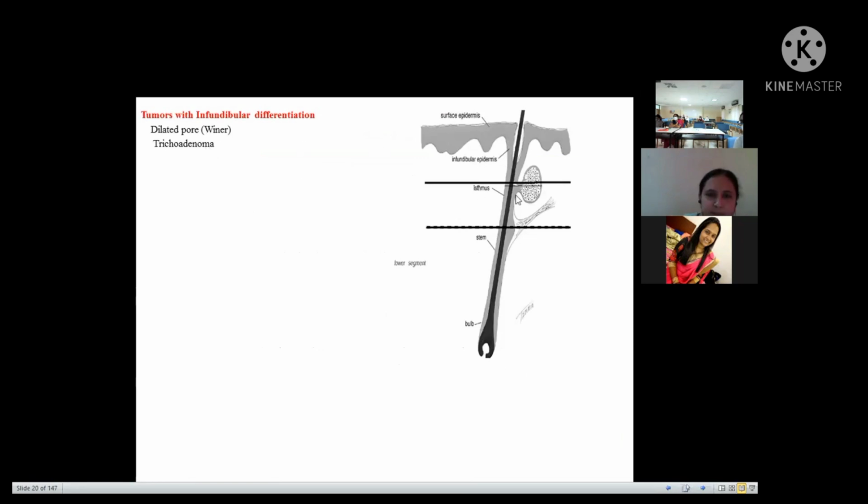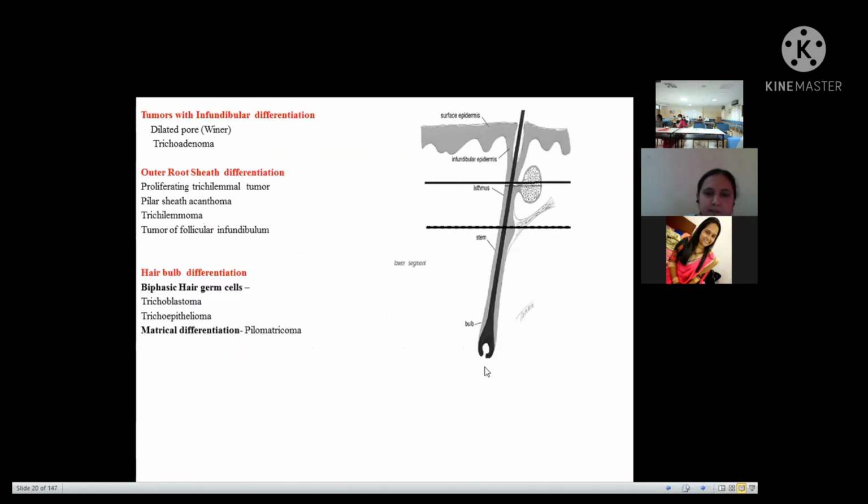So starting from the uppermost part, we have the tumors arising from the infundibular portion, that is dilated pore, and then we have the tumors arising from the outer root sheath of the isthmus, like proliferating trichilemmal tumors and so on. And then we have tumors arising from the hair bulb. Mainly, as I explained, there are two types of cells, the germ cells and the matrical cells. And then we have tumors with the panfollicular distribution, where the whole hair follicle is recapitulated in the tumors. And finally we have the mesenchymatous hair tumors.